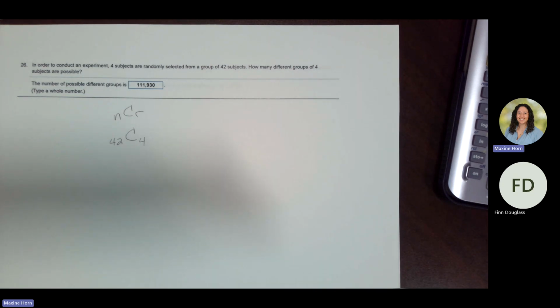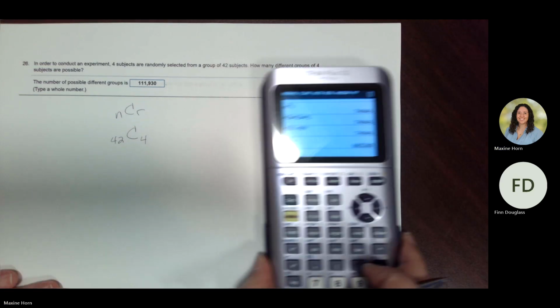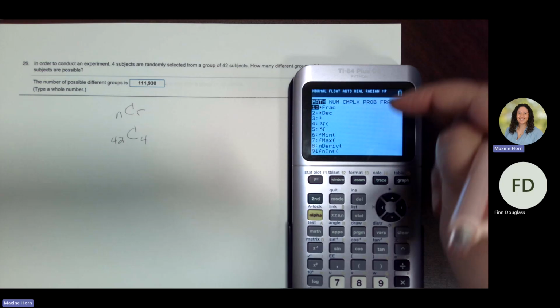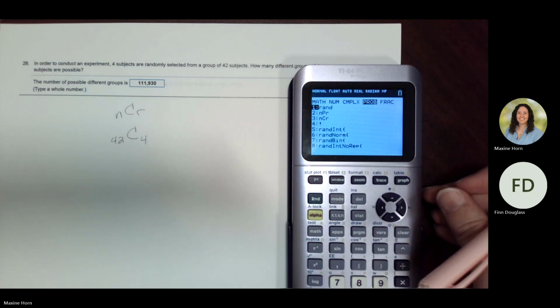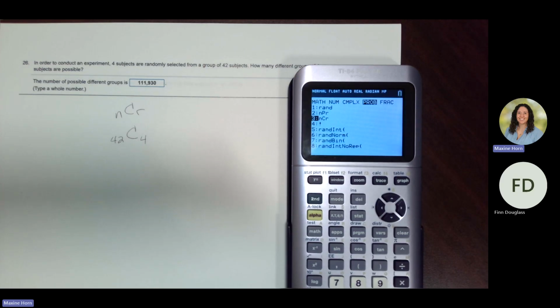So we're saying how many different ways can we do that, or how many different groups of 4 subjects are possible, right? So again, we're going to go 42. We're going to go math. We're going to arrow over to probability. And we're going to go down to nCr, because this is a combination because the order doesn't matter. And we're going to put in a 4. And that's how we get 111,930.